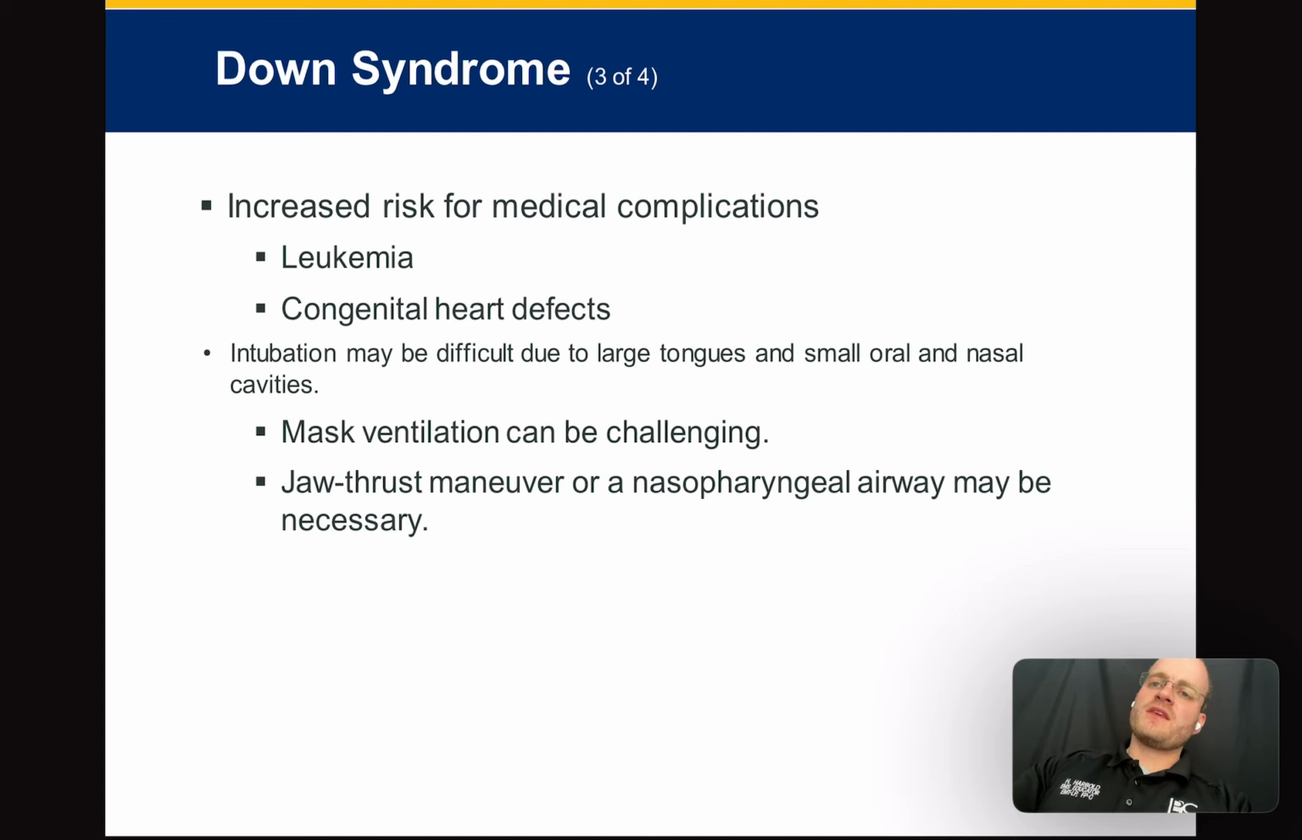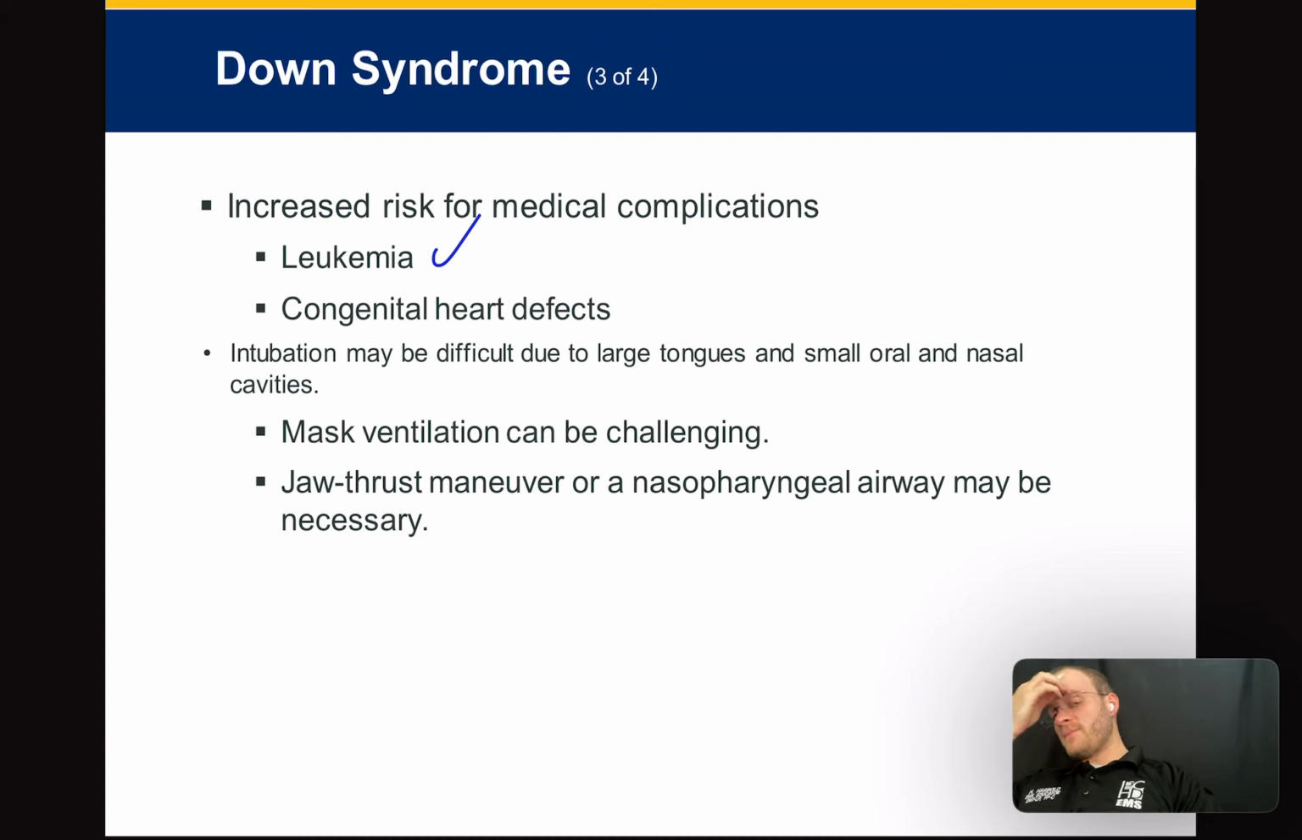And so interestingly, these kids are at a much, much higher risk of leukemia, a certain type of leukemia. And so remember, leukemia is a cancer of the white blood cells. And so they can get these leukemias, which can obviously be very fatal and difficult to treat. And it's because it's genetic that this happens.